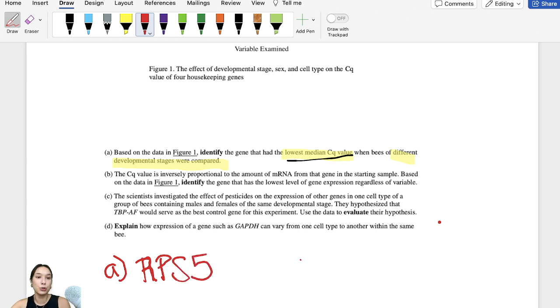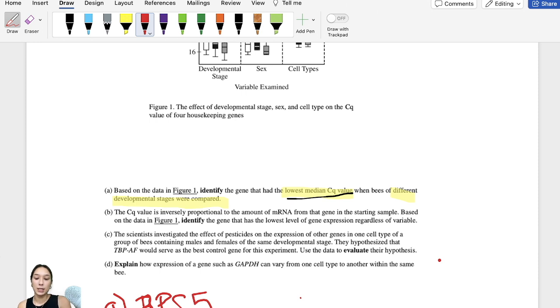It's just asking you to identify. So when it says identify, you don't need to explain why. You just need to put it down. Okay, B says the CQ value is inversely proportional to the amount of mRNA from the gene in the starting sample. We already know this because they told us that in the question. It's inversely related, right? The higher the CQ value, the lower the amount of expression.